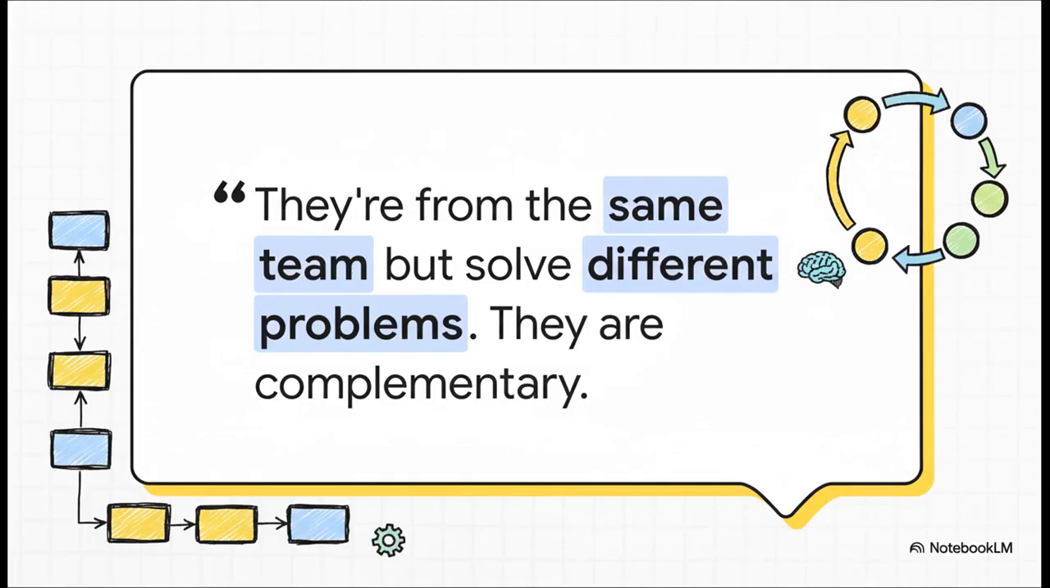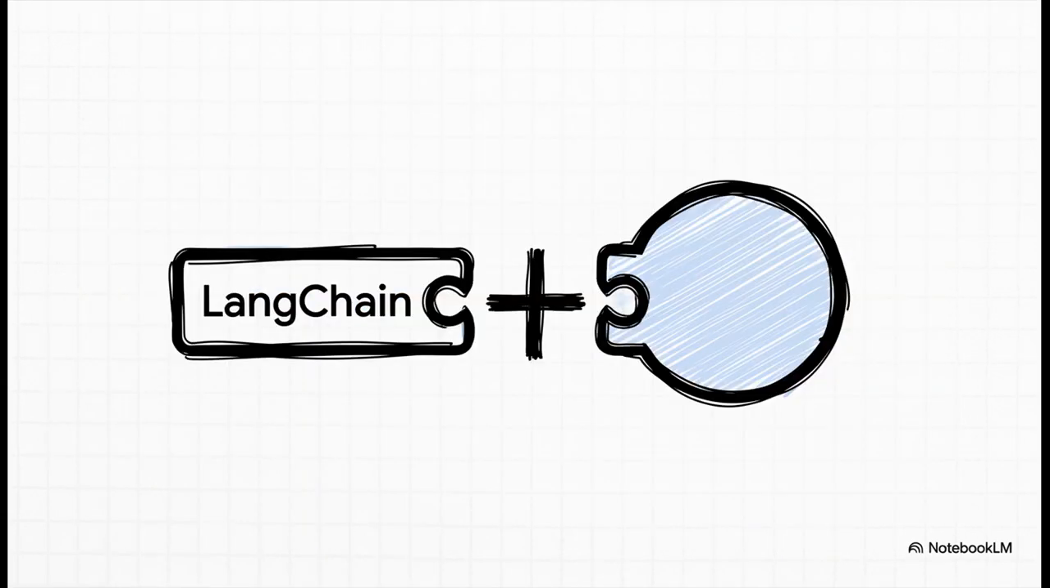And this is the single most important thing to get. This isn't a competition. The same team that built LangChain saw its limitations and then built LangGraph to solve those specific problems. They're designed to be complementary, to fit together. So the real verdict is, we've been asking the wrong question all along. It was never LangChain versus LangGraph. The real power, the secret sauce, is realizing it's LangChain and LangGraph.